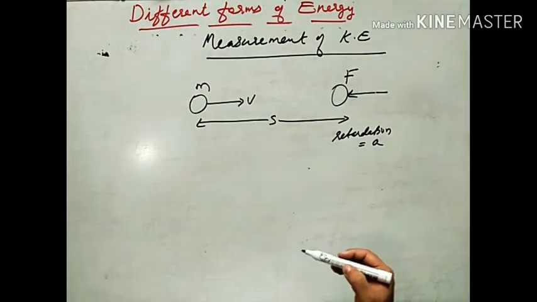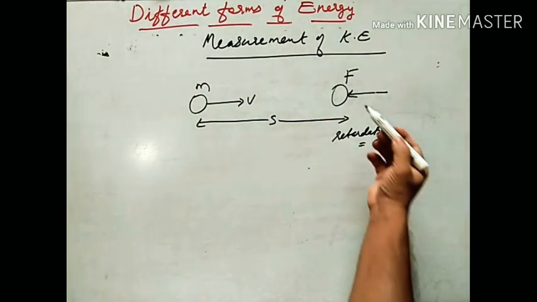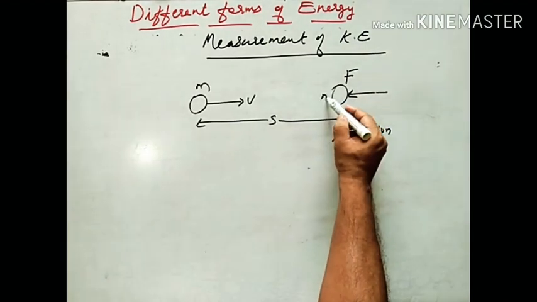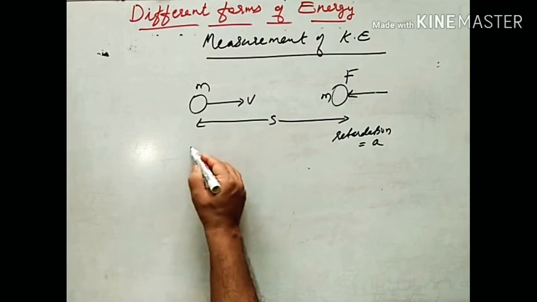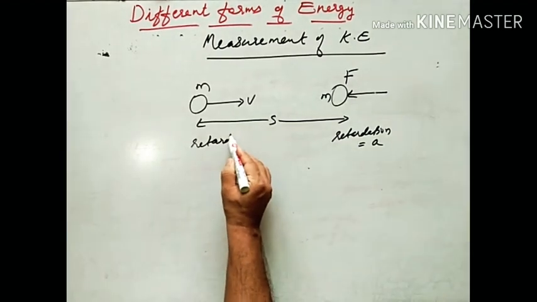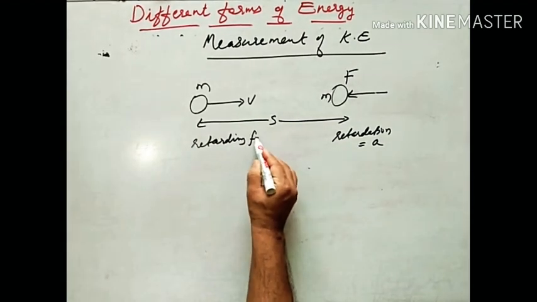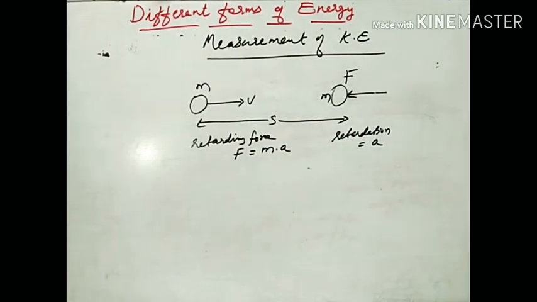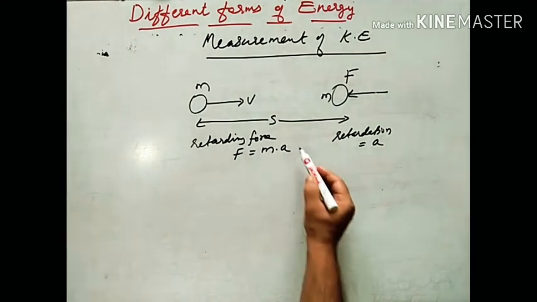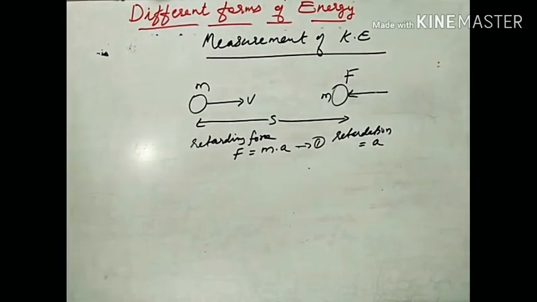Now what will be the magnitude of the retarding force? The mass will be m, of course, mass will not change. What is the retarding force here? Retarding force I can write as F is equal to mass into retardation, F = ma. Alright. Okay, this is equation number 1. So we got the retardation.